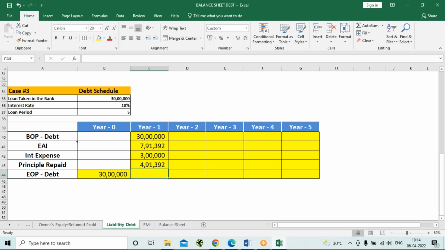Next, end of loan period equals 30 lakh, that is year one beginning value, minus principal repaid. Okay. So this is how the calculation will be done.